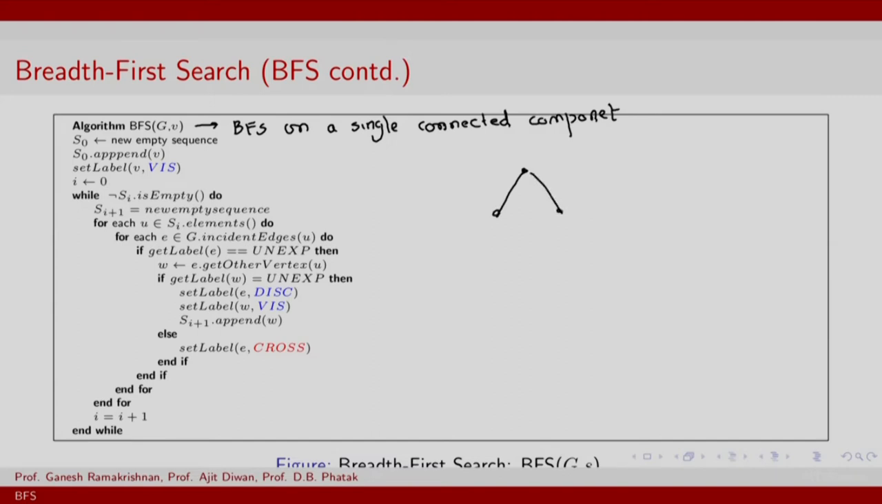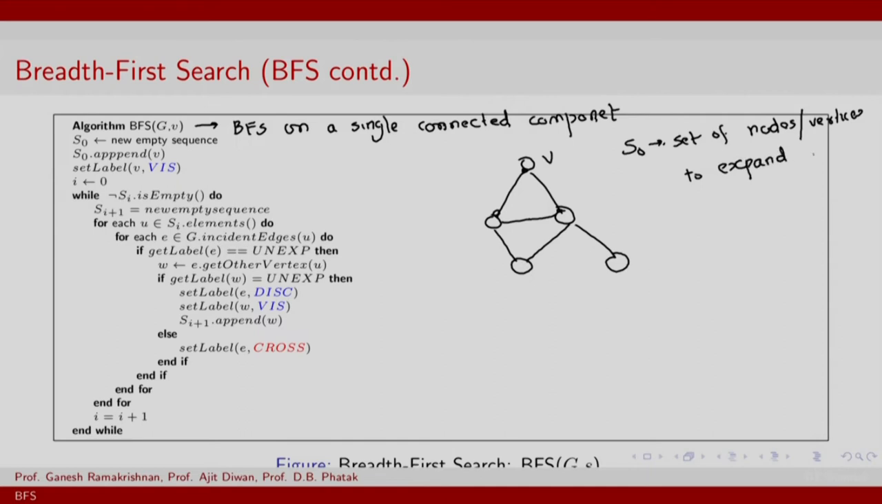Again, let's illustrate this with an example. So when we begin the BFS on vertex V, let's call this the vertex V, you start with a new empty sequence S0. Now S0 is going to denote the set of nodes or vertices to expand next. So initially you just have V, so S0 is V.